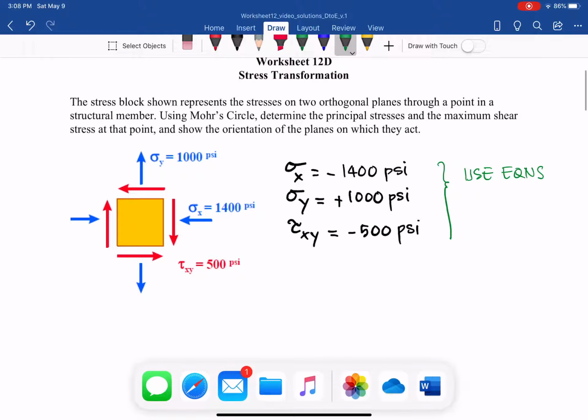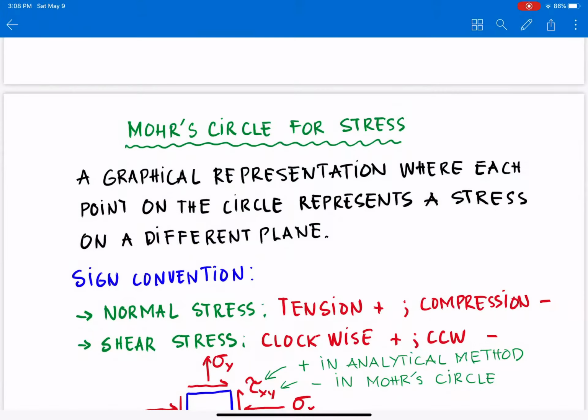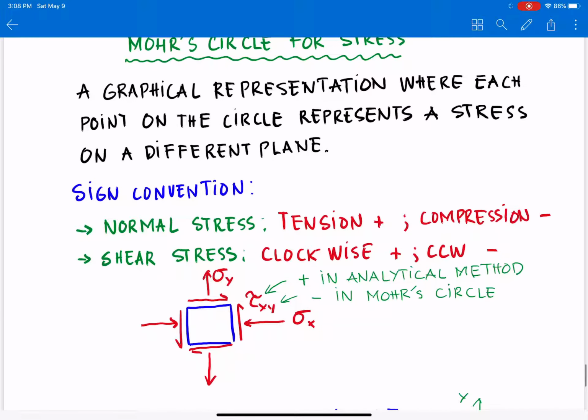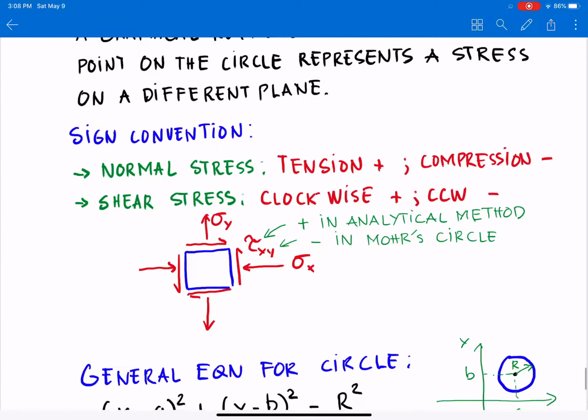If we use the graph later on, the Mohr circle, go back to review your notes on the Mohr circle sign convention. For normal stress, tension is positive and compression is negative. Shear stress is a little bit different. If the shear stress creates a clockwise rotation for the block, then it is positive. If it creates a counterclockwise rotation for the block, it will be negative.